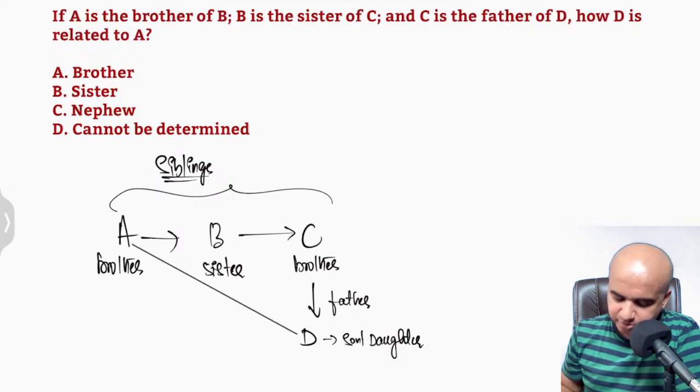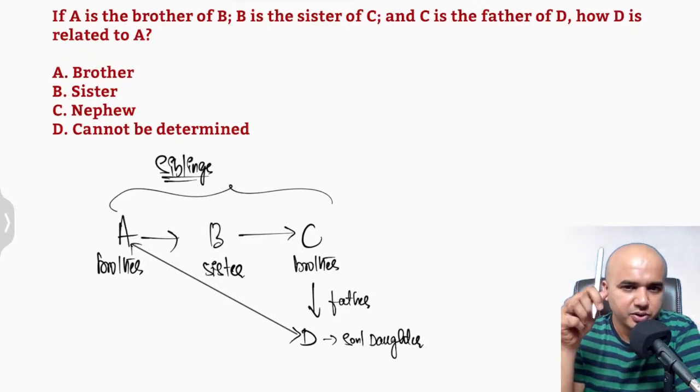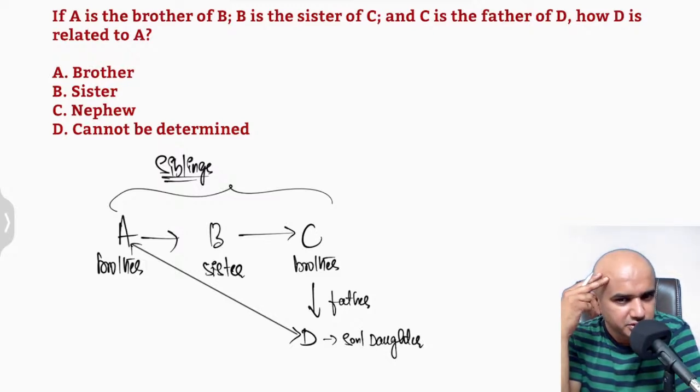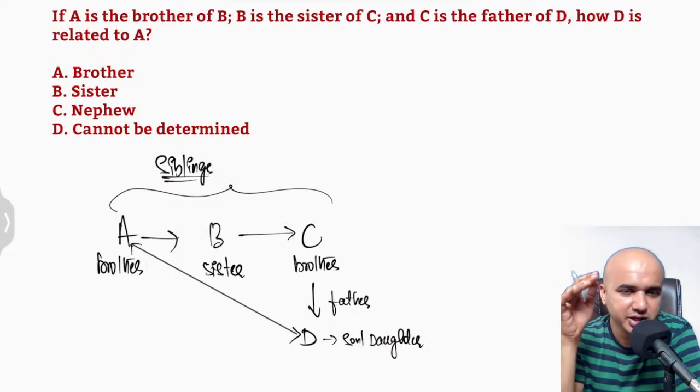So we'll have to look at the relationship between these two. How are they related? Obviously, A is D's uncle, but if I have to look at the relation from the point of view of A, D would be either niece or nephew. A's nephew is D or A's niece is D, depending on the gender of D. But do we know the gender of D here? We do not know. They only say C is the father of D, but they don't say whether D is son or daughter.